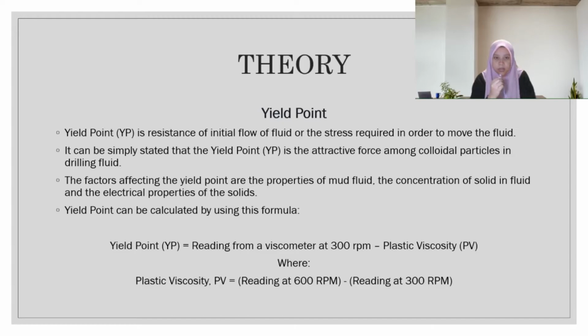So yield point can be calculated by using the following formula, which is yield point equals the reading from a viscometer at 300 rpm minus the plastic viscosity, where the plastic viscosity is equal to the reading at 600 rpm minus the reading at 300 rpm.